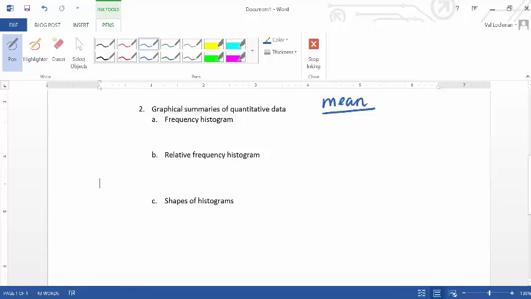Now notice we still have frequency histogram, now relative frequency histogram, not bar graphs. These are two different types of graphs, right? And then we'll talk about shapes of histogram. So what is the deal with a histogram now? For a histogram, the order matters, right? So order matters.